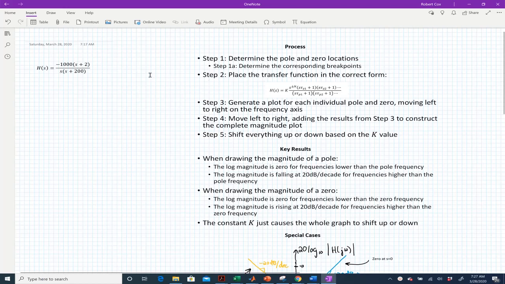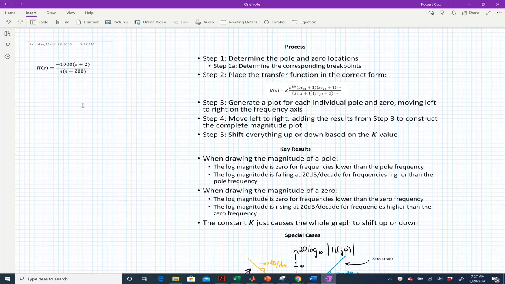All right, let's look at another more complicated example. In this case, I have H of s equal to negative 1,000 times (s plus 2) over s times (s plus 200). Before you watch this video, you might want to watch the one about the constant K, which talks about how to deal with a negative sign. You may also want to look at the video that talks about poles and zeros at 0, which will tell us how to deal with this pole at s equal to 0.